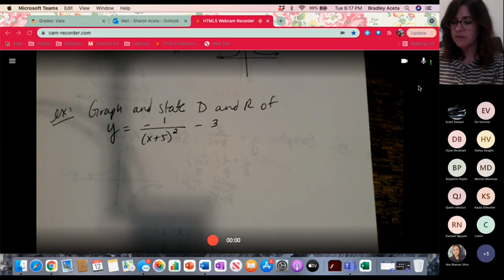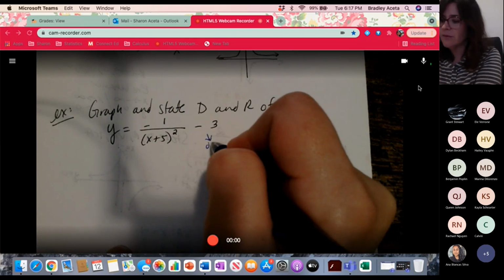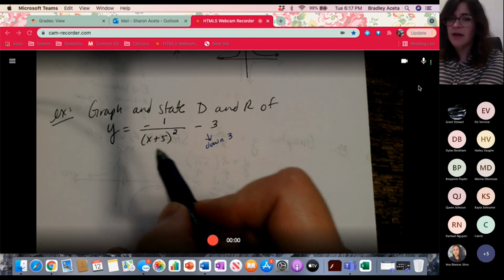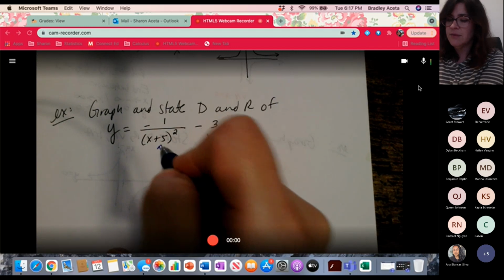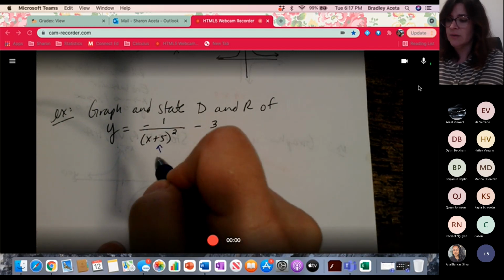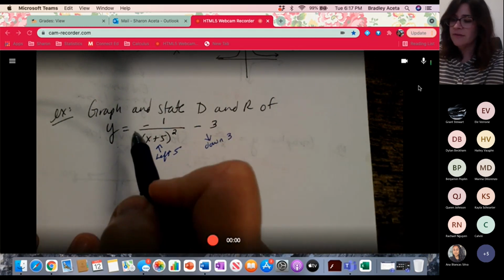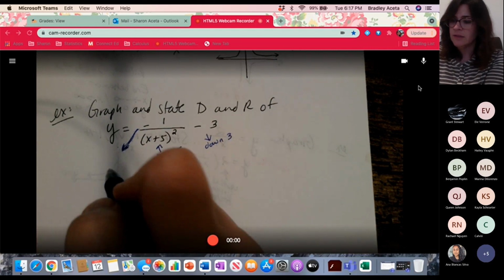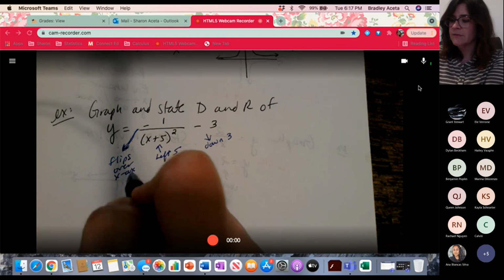All right, so let's again kind of go over what all these parts are and what they mean. If you are a minus 3, you're going to go down 3. If you are a plus 5 inside the parent of the capsule of the volcano, you do the opposite, left or right. So this one I want to say right, but I'm going to go left 5. This negative sign, do you remember what a negative sign on the outside of a parent does? It flips it over the x-axis.